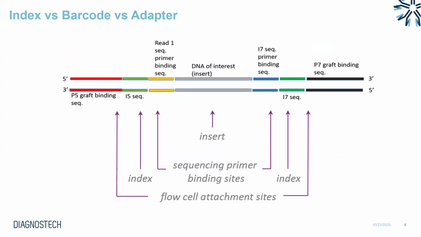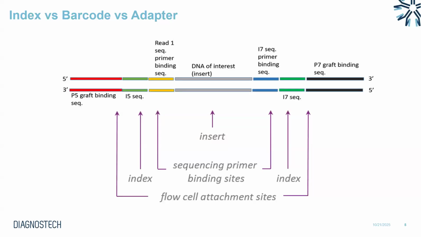This is something that in the beginning I used to get very confused about, so I like to spend some time here. But what is an index versus a barcode versus an adapter? So this picture is a basic structure of a prepared double-stranded DNA library. On either end, you have your flow cell binding or P5, P7 platform-specific sequences, and this allows for the library to bind to the flow cell.